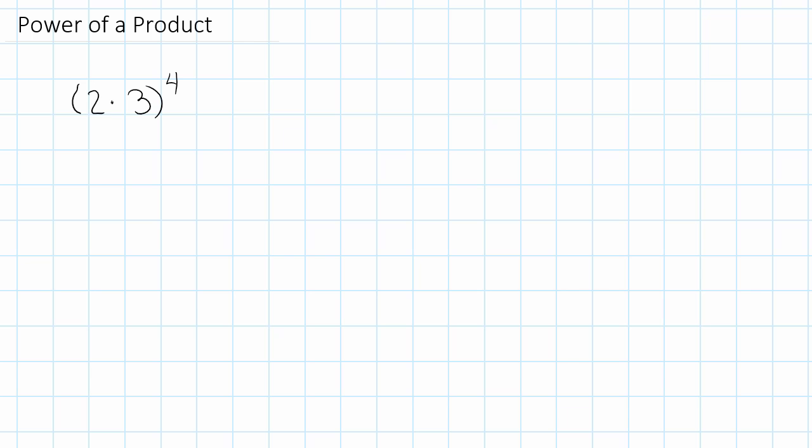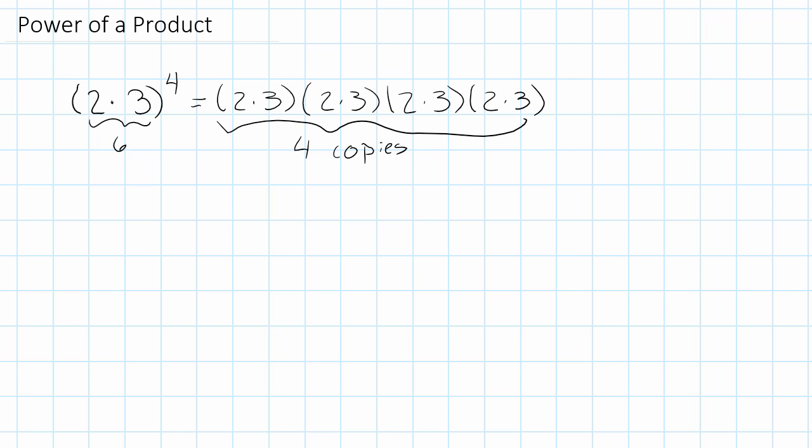Now I could just do this multiplication and then raise this number 6 to the fourth power. But I'm not going to do that, because I want to look at what happens. I'll have 2 times 3 times another copy of 2 times 3 times another copy of 2 times 3 times yet another copy of 2 times 3. Right, I have 4 copies of the expression in parentheses.